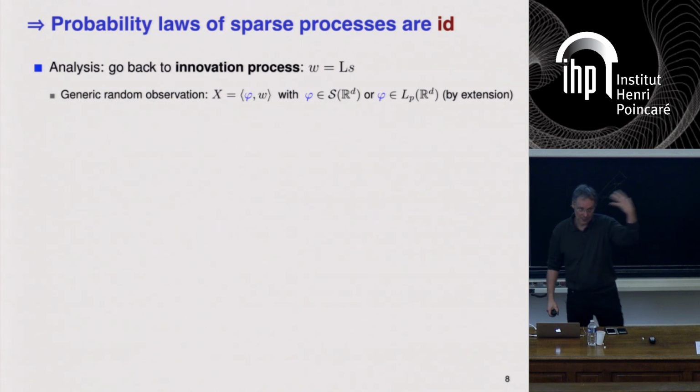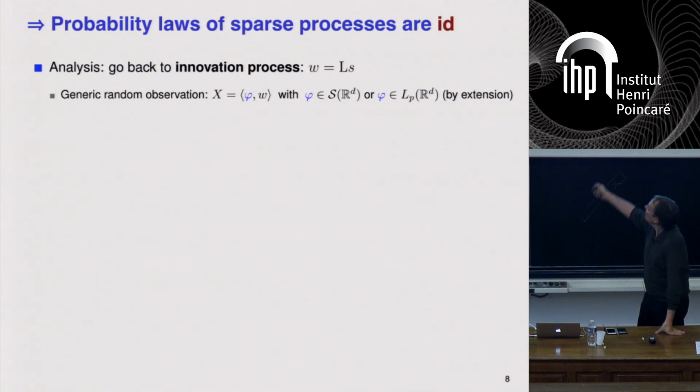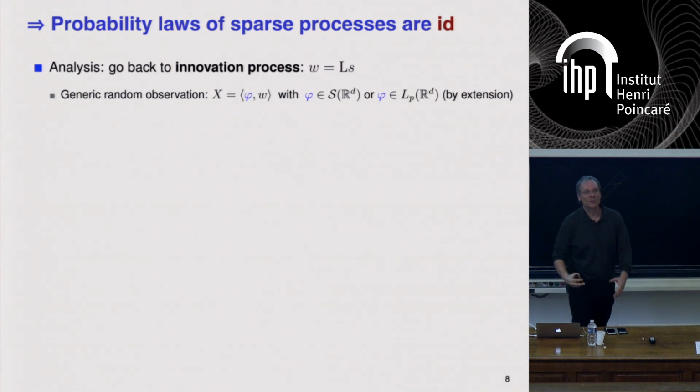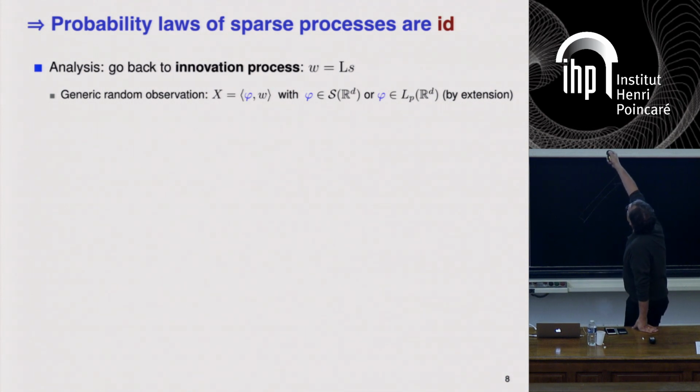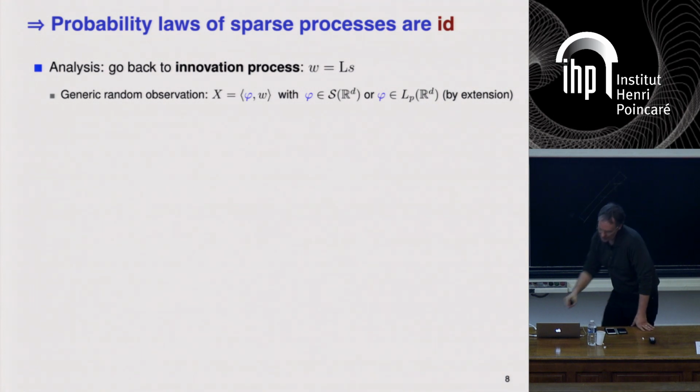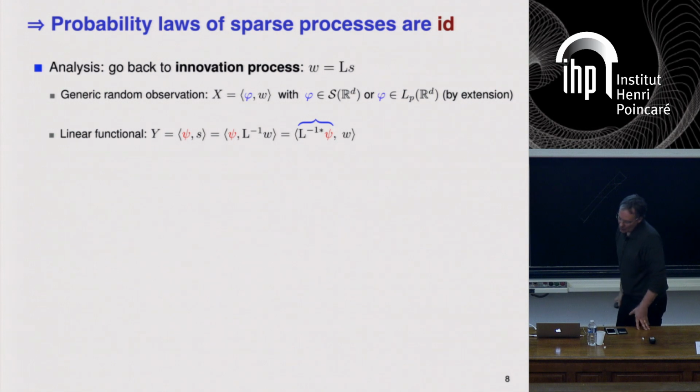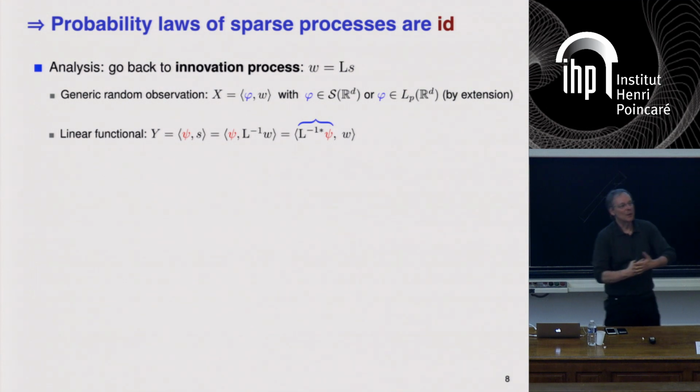Okay, so I think this is the first message, that the probability laws of sparse stochastic processes are infinitely divisible. And now how do you analyze them? The trick is always to go back to the innovation, the uncoupled guy. And remember, we now know the characterization of inner products of your white noise and the test function. Now we are more interested in the side of the stochastic process, that's the S. So, for example, let's suppose we are doing a wavelet expansion of our stochastic process.